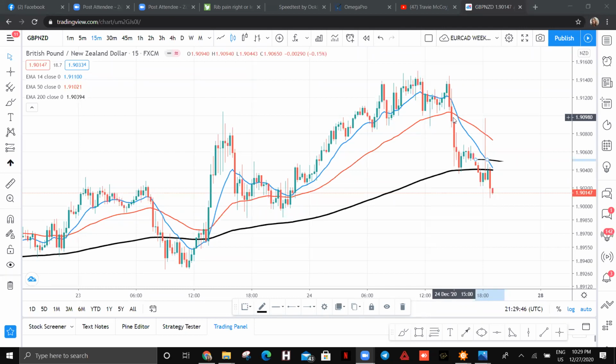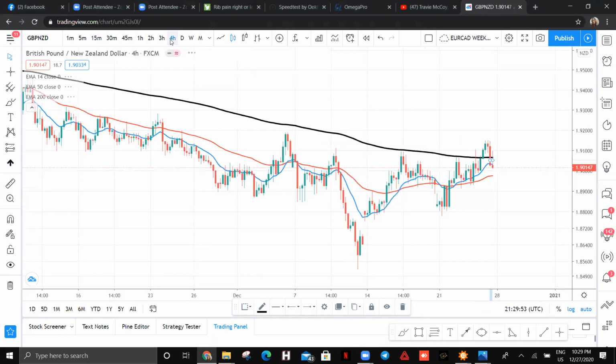Remember, the strategy is to go to the 4 hour time frame and check where the trend is. We came to the 4 hour time frame and we saw that the price is below the 200 EMA, which indicates that we should look for sell opportunities, not buy. If price is above the 200 EMA, we should look for buy opportunities. But since price is below the 200 EMA, we should look for sell opportunities.